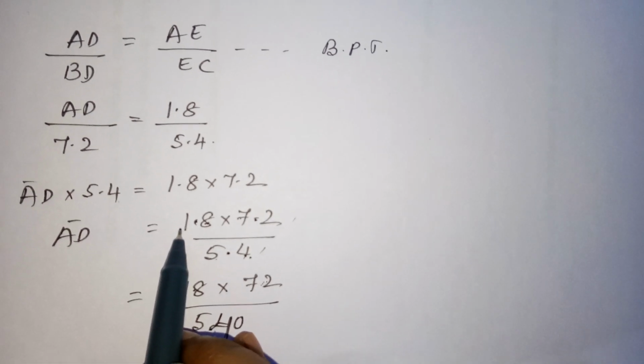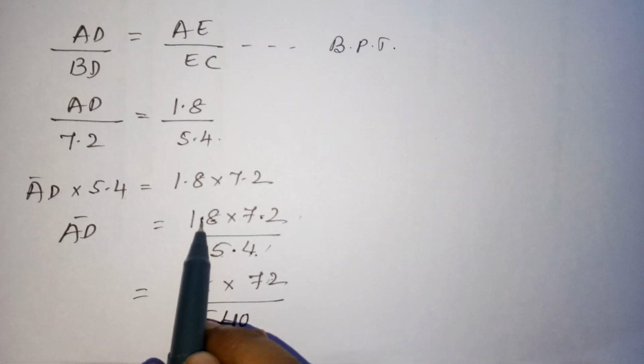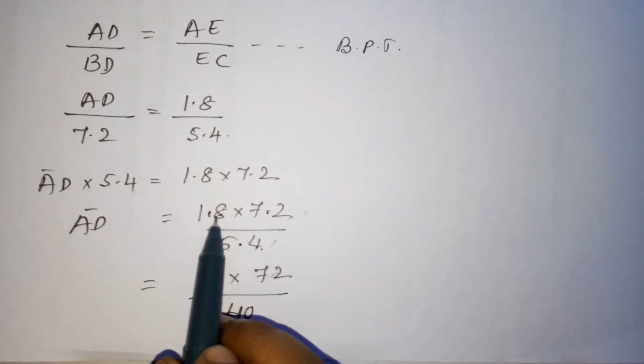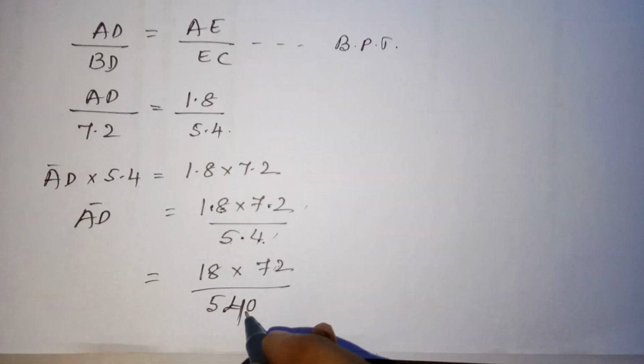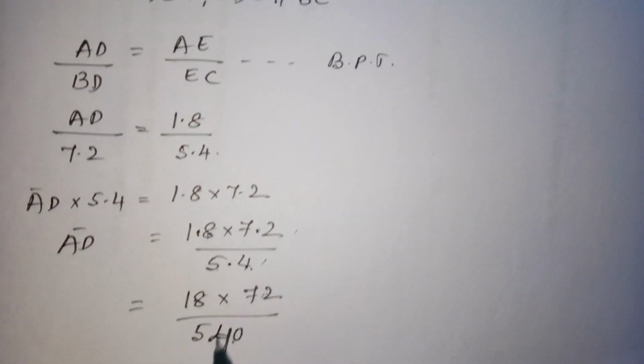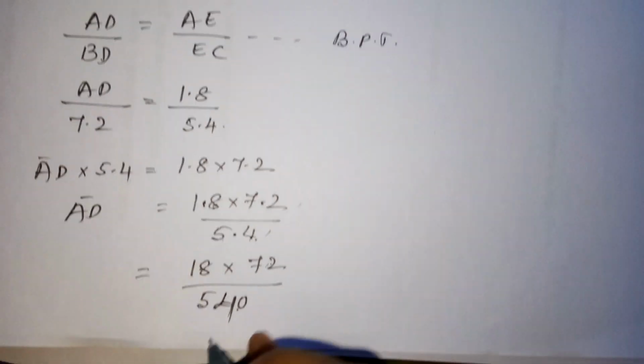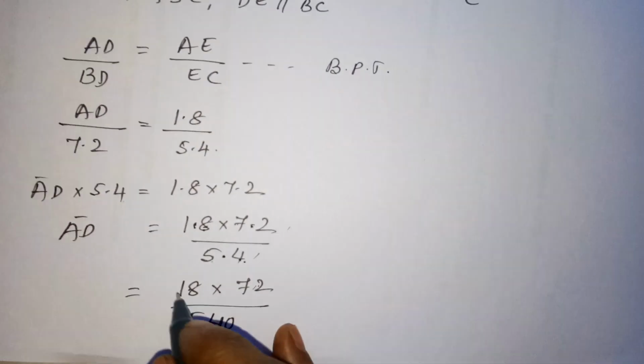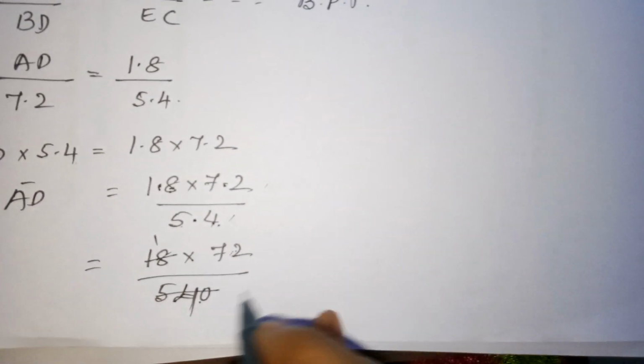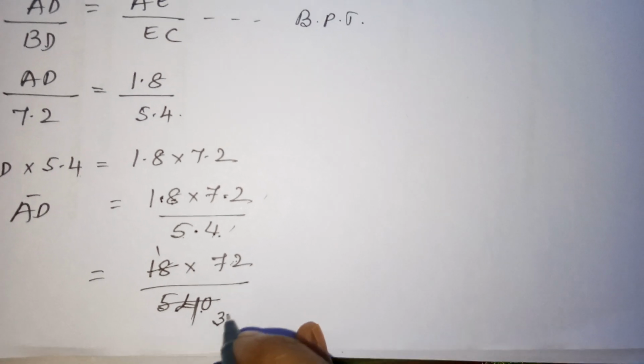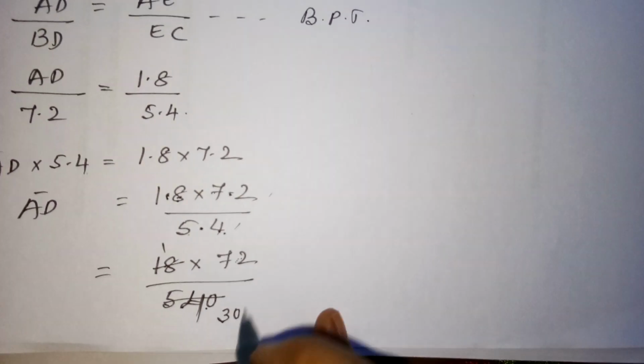Again, what is left out? 1.8. After this decimal there is a single digit, so that many zeros have to be placed in the denominator. Now we shall cancel. 18 ones are 18, 18 threes are 54, 30, 0.